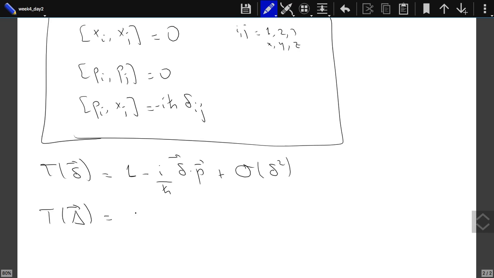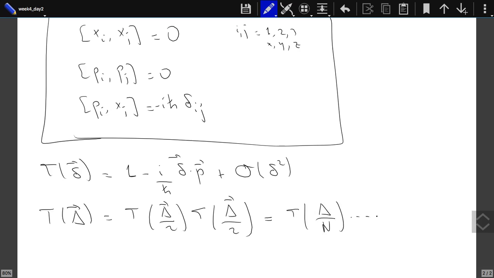We know that, well, let me start by this. This is T of delta over 2, T of delta over 2, because two translations is the same as the translation by the sum. I can just generalize this. This is equal to T of delta over N, T of delta over N, N times.